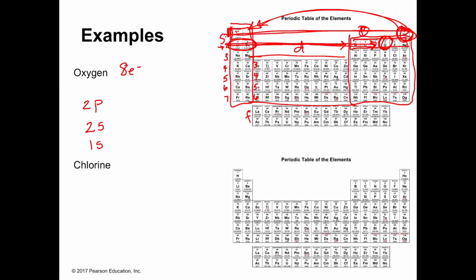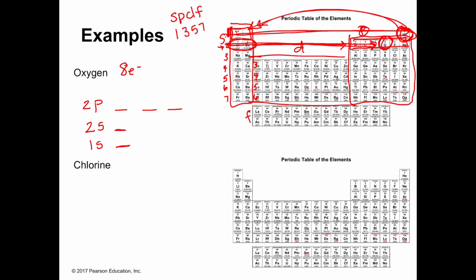Now, we need to remember SPDF, and that's how we're going to remember 1, 3, 5, 7. So in every S orbital, we have 1 orbital, and then there's another 2S, and then for P, we have 3 orbitals. So we go 1, 2, 3.